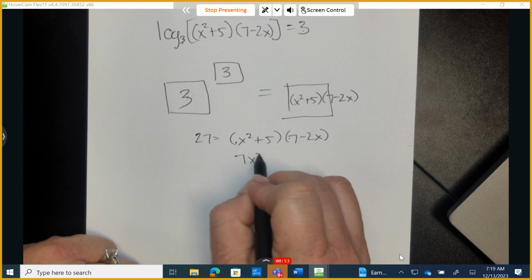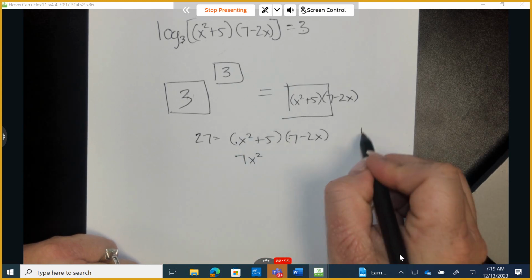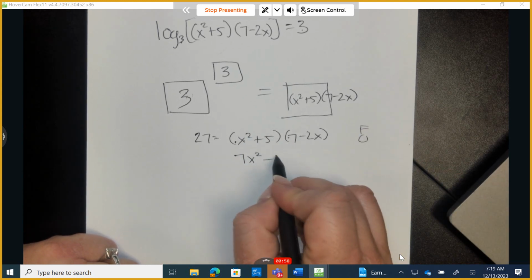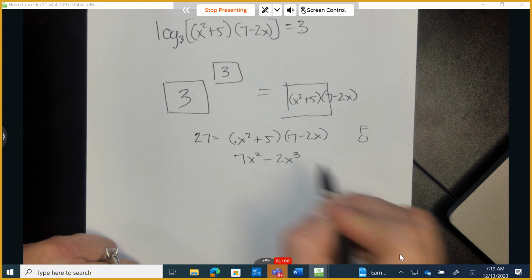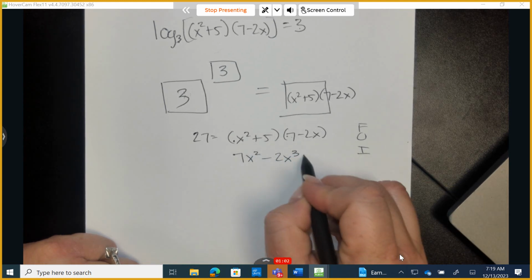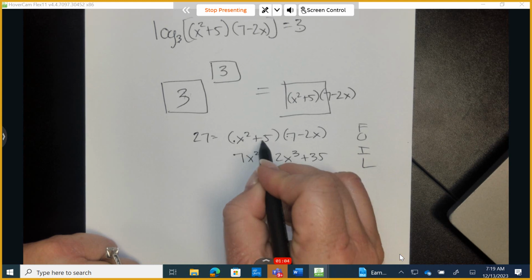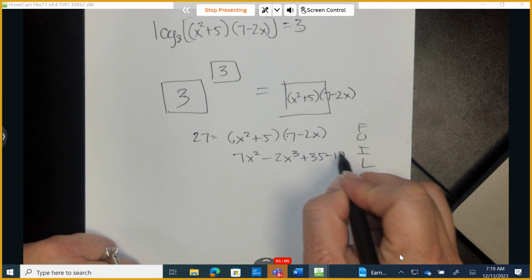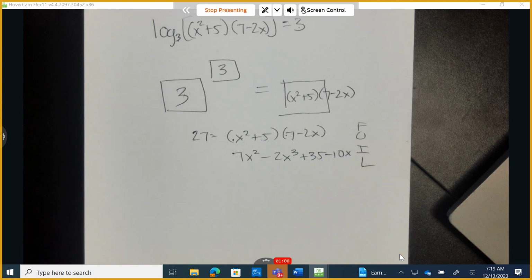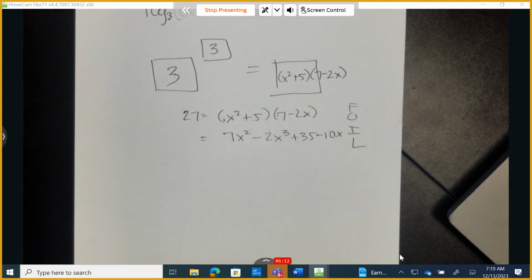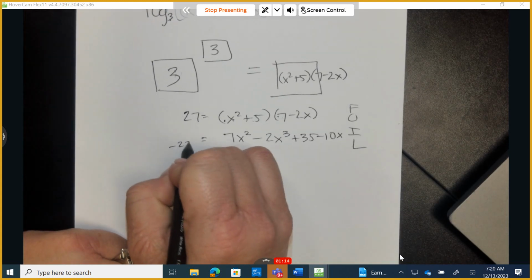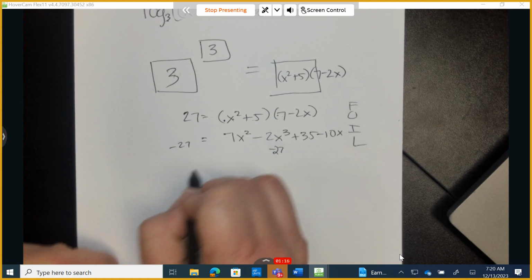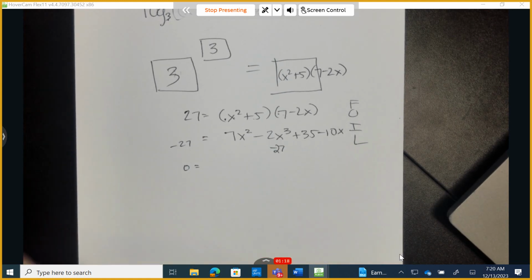Multiplying the fronts, so that's the F, multiplying the outsides, multiplying the insides, and multiplying the last. Now I'm going to move the 27 to the same side, so I'm going to move it to the right-hand side. I'm going to subtract 27 from both sides, and so there's nothing left on the left-hand side.